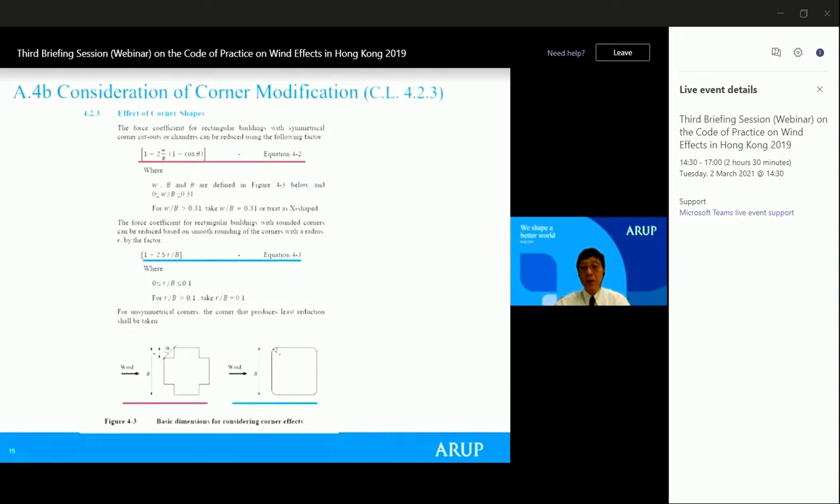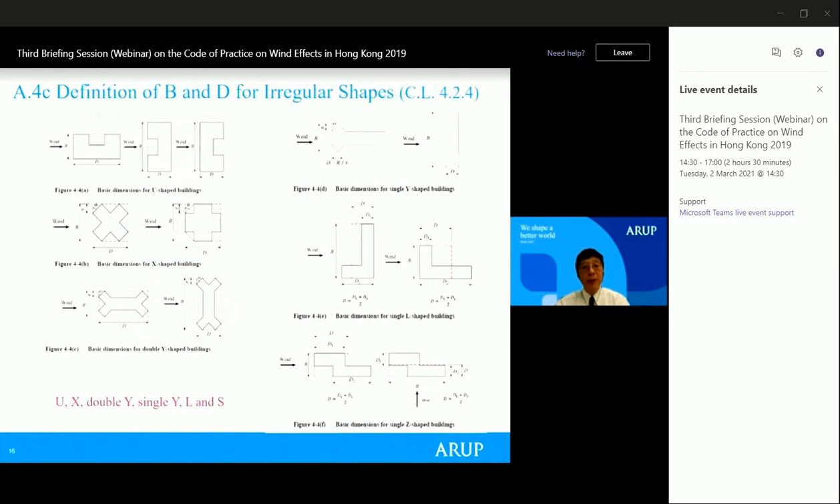And also in the code, you are given a formula-based CF, so it can be easily applied for calculation. The 2019 code also provides guidance on considering the aerodynamic benefit from corner modification, such as chamfer or corner recession in Equation 4-2, and also from round corners in Equation 4-3. Definition of B and D for irregular shapes is often a complicated matter. In the new code, it provides further guidance on defining the equivalent rectangle for several common and non-standard plan shapes in order to better calculate the force coefficient.